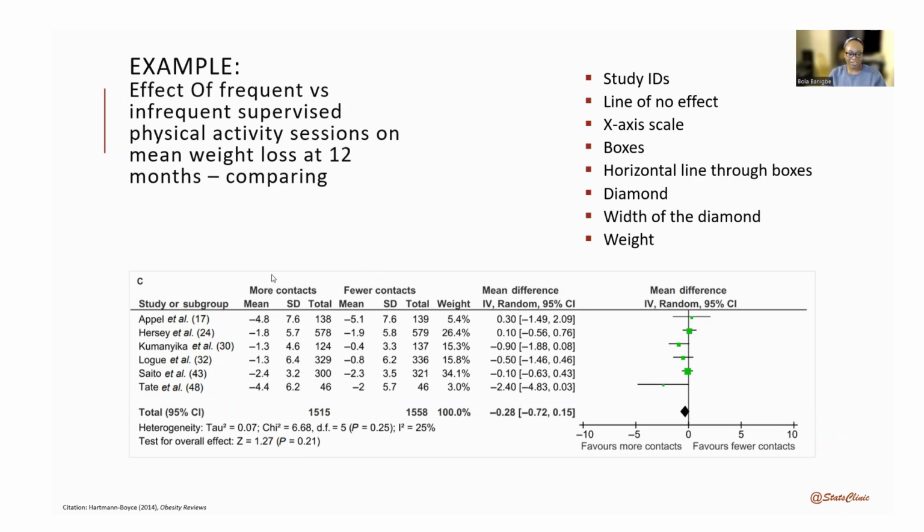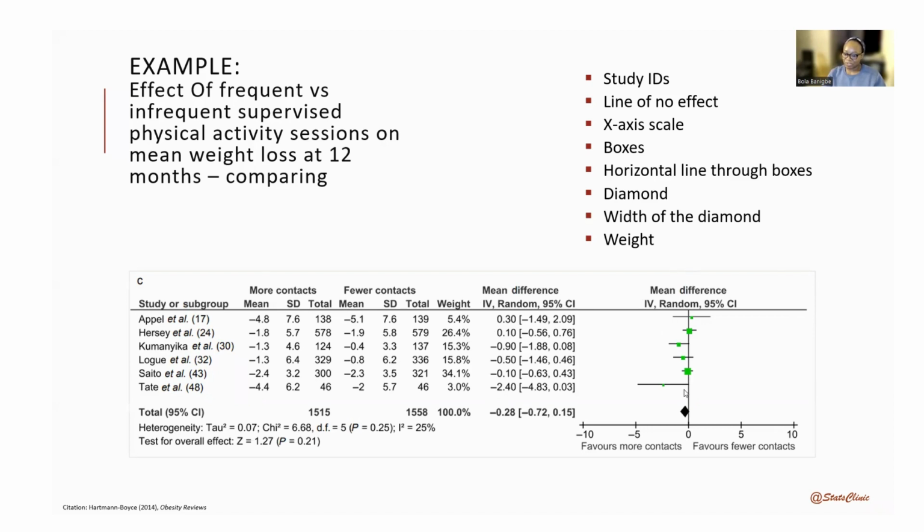So for more contacts, this is the mean weight loss, and then this is the standard deviation. And you can see the same coming here. You can see the mean difference. The mean difference is basically the mean in the fewer contacts group minus the mean in the more contacts group. And then you also have the 95% confidence interval.